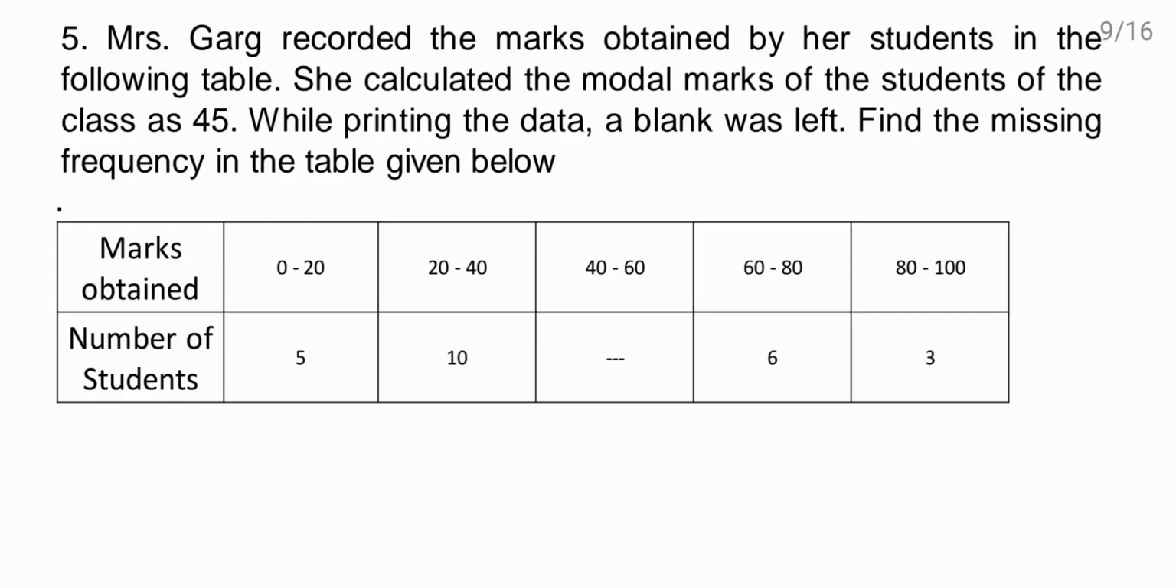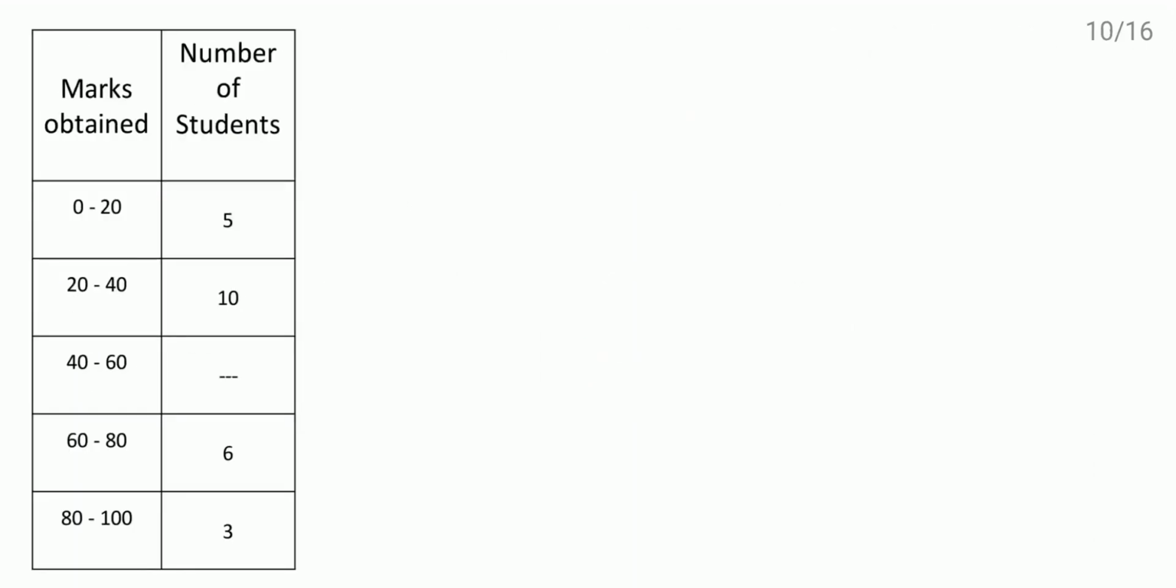Mrs. Garg recorded the marks obtained by her students in the following table. She calculated the modal marks of the students of the class as 45. It means that what? Mode. Okay. While printing the data, a blank was left. Find the missing frequency in the table given below. So here the blank space is there. So we need to find out this missing frequency. Let us do it. See here, marks obtained in the first column, number of students in the second column. Number of students, it means what? Frequency only. This is the missing frequency and we'll call it as X.